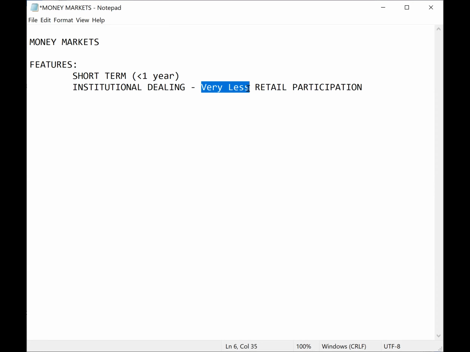So this is comparative. For example, in equities and bonds, we are still active, but we are almost inactive in case of money markets. It's majorly a market which is dominated by institutes rather than individuals. Because institutes are dealing in this market, the transaction sizes would be higher. You will not have 1,000 rupees transaction or 10,000 rupees transaction, you will have the transactions in crores.